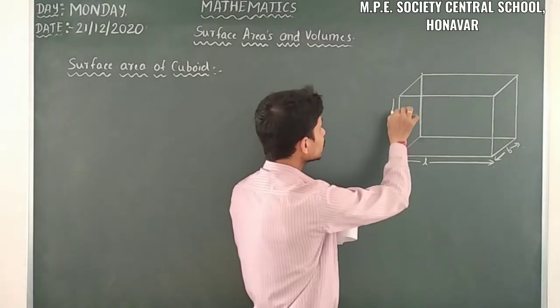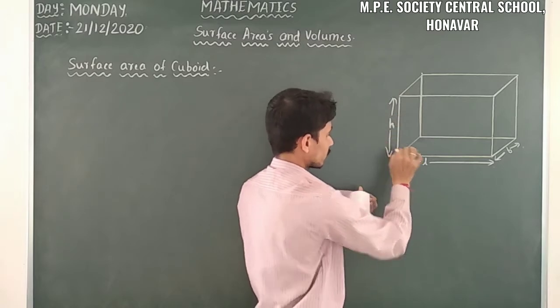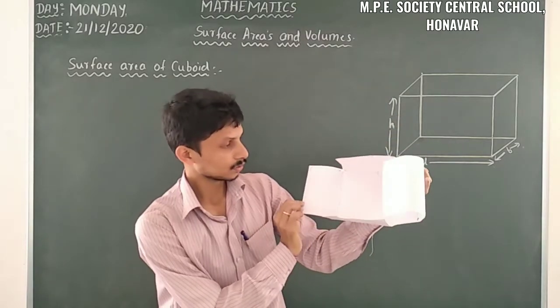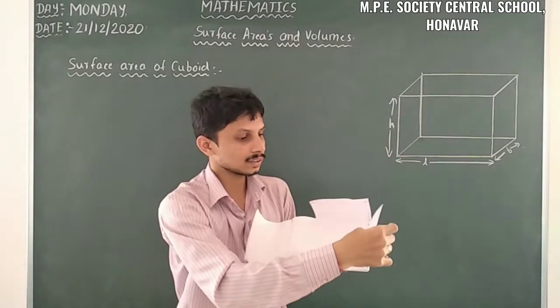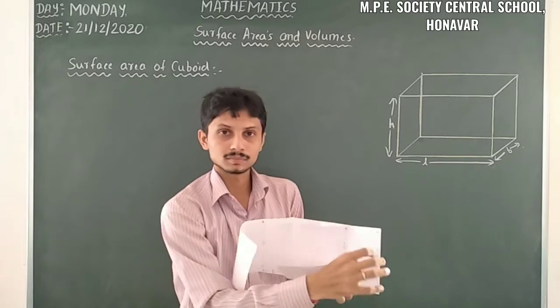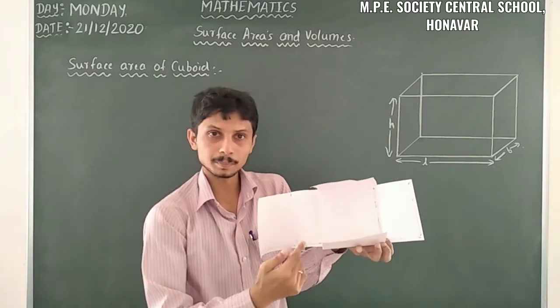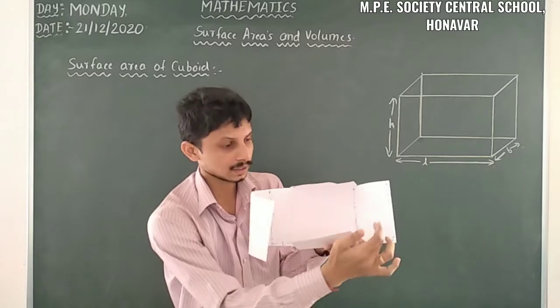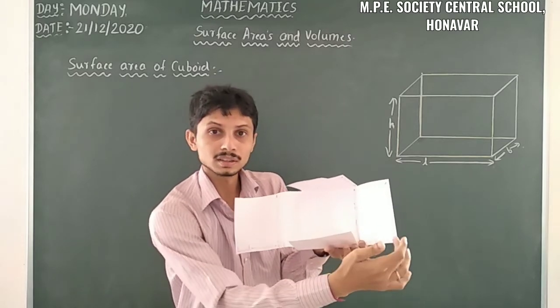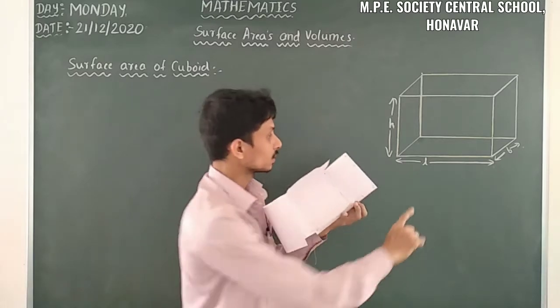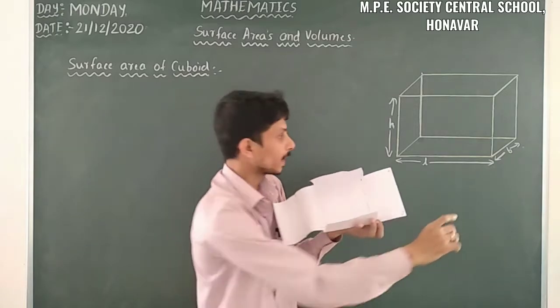Another thing, this is a height. This line is a height. Here this is a length and this is a breadth. So this thing is a breadth. Here also we can observe this is a length and this is a breadth.